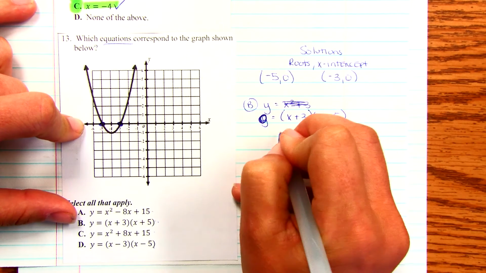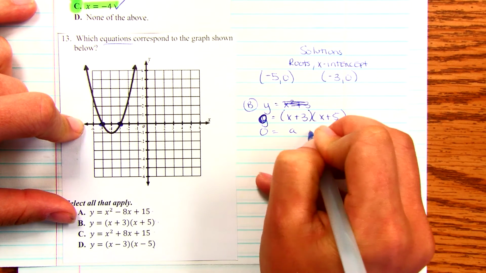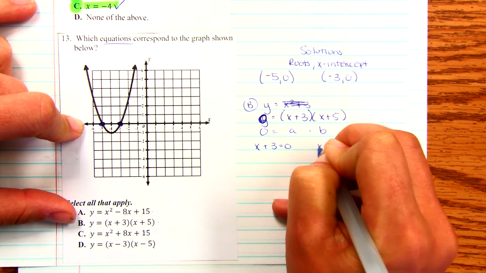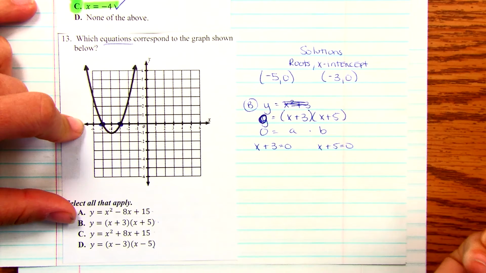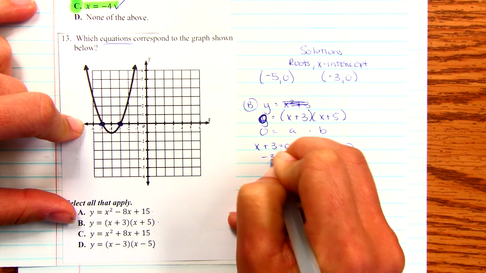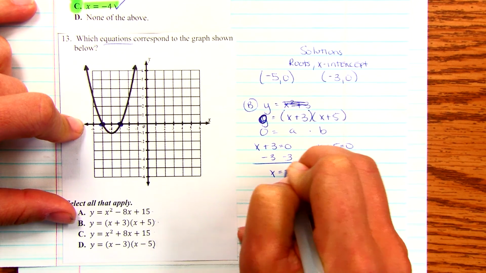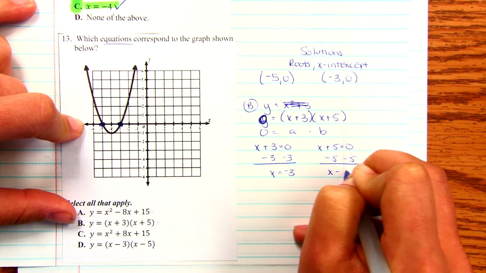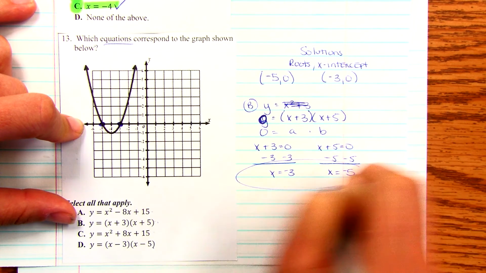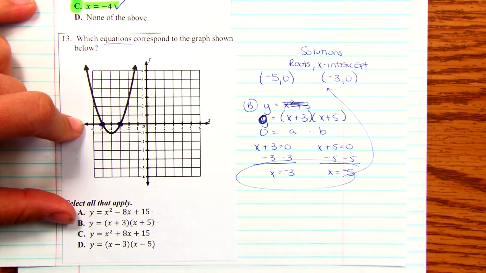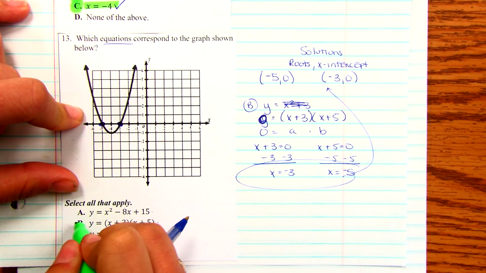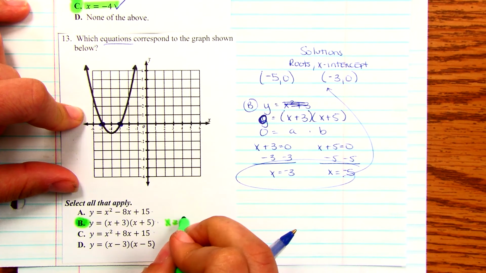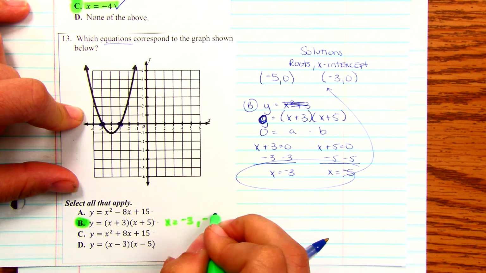So if it equals 0, then either a or b equals 0. So either x plus 3 equals 0 or x plus 5 equals 0. Subtract 3 on both sides, x equals negative 3. Subtract 5 on both sides, x equals negative 5. And these are actually the roots, so b is my answer, because it would have roots of x equals negative 3 and x equals negative 5.